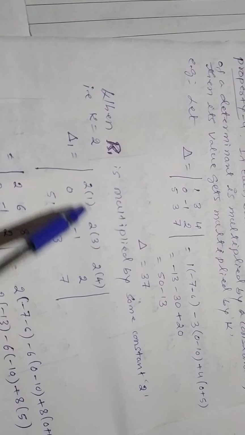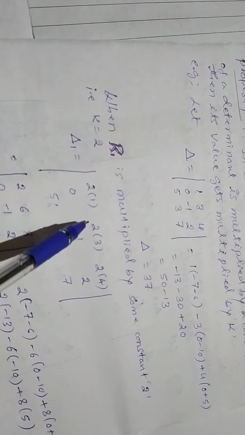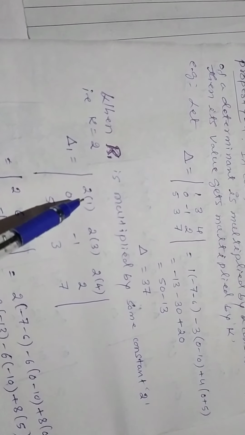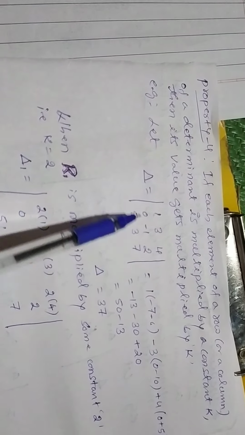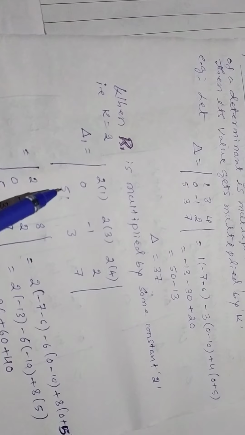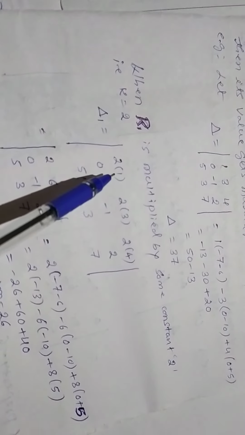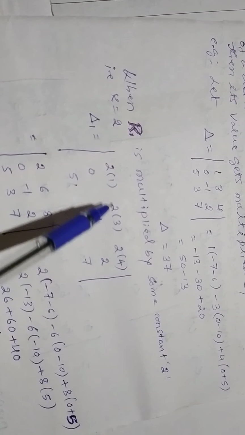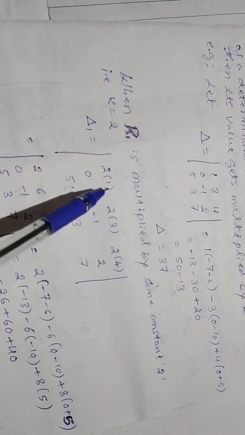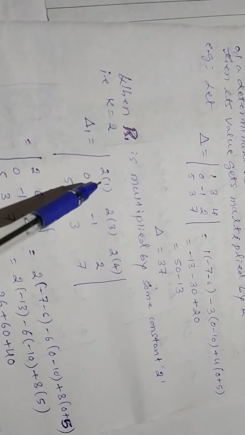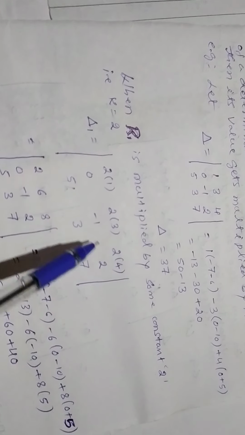Okay. So delta 1 is equal to, I am going to multiply this constant 2 with all the elements of R1. So here 1, 3, 4 becomes 2 into 1, 2 into 3, 2 into 4. The remaining elements of R2 and R3 are the same: 0, minus 1, 2, 5, 3, 7. Only we have to multiply the constant with R1. Means you multiply that constant with either R1, R2, R3 or C1, C2, C3.